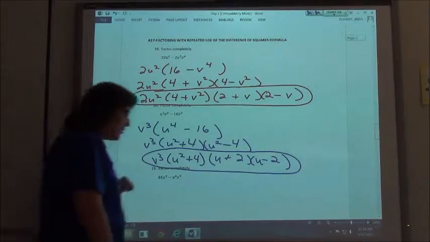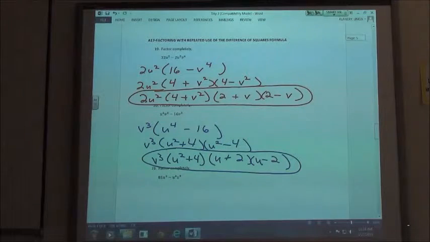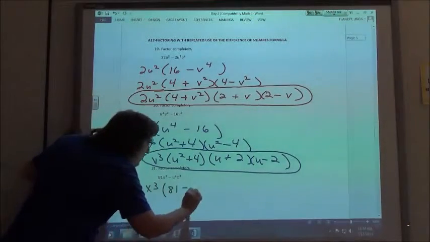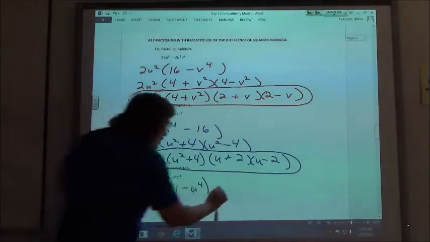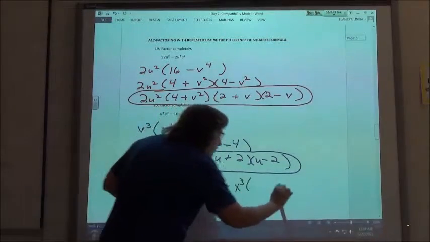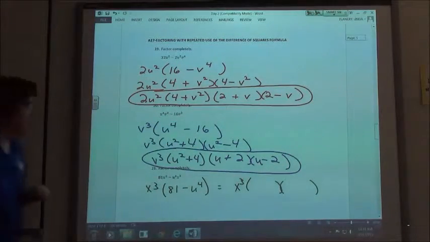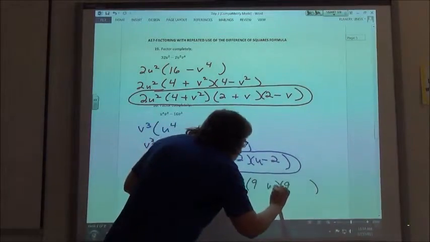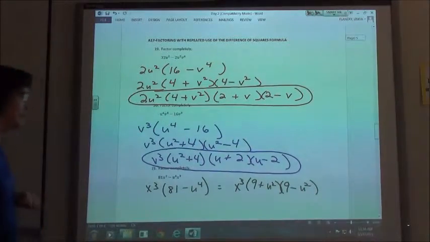I'm going to try to sneak the next one in so I don't have to move the board. Looking at that one, my greatest common factor, they both have an x to the third. So I'm going to take the x cubed out, and what I have is 81 minus u to the fourth. And so factoring that, I'm going to go over here. The x to the third is out in front. Factoring the 81 minus u to the fourth. 81, 9 times 9, u to the fourth. U squared and u squared, we know one has a plus and one has a minus.